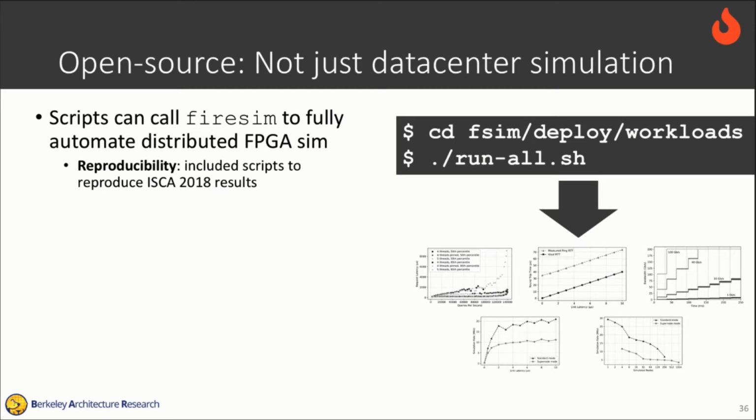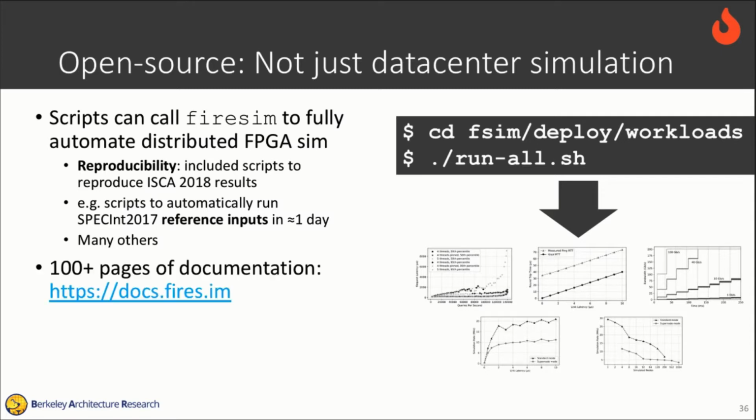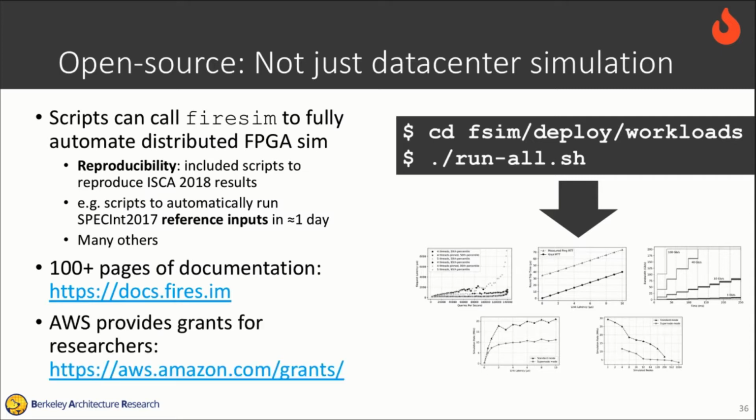To give you an example, we had a paper at ISCA this year. We have a bunch of plots in there running experiments. And we have basically one script that will regenerate all of those plots by spinning up simulations and running all the workloads on top. This provides true reproducibility. And you can write scripts to do other sorts of things. Like we have scripts to automatically run all of SPEC with full reference inputs in less than a day in parallel on 10 FPGAs. We've written tons of documentation, and we'll refer to that throughout today.